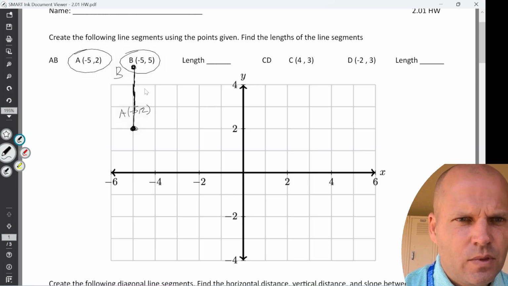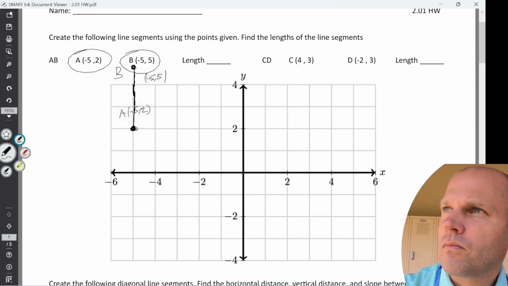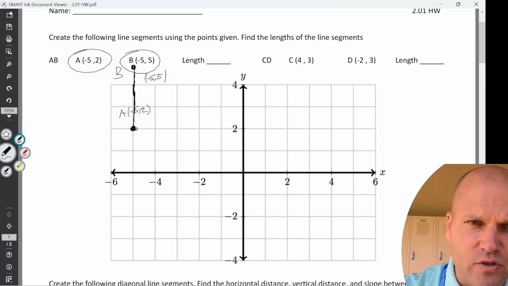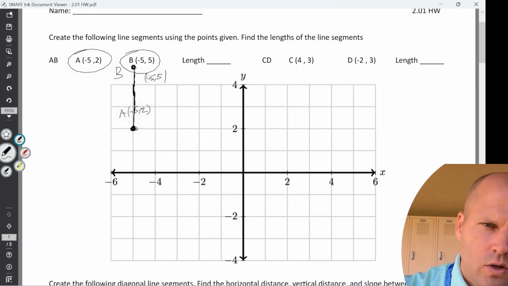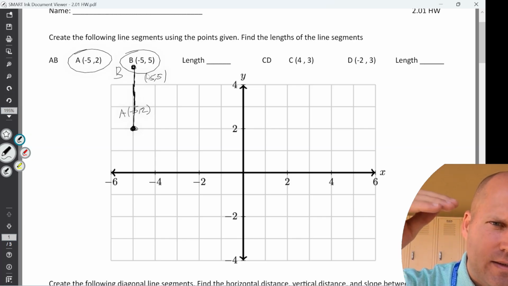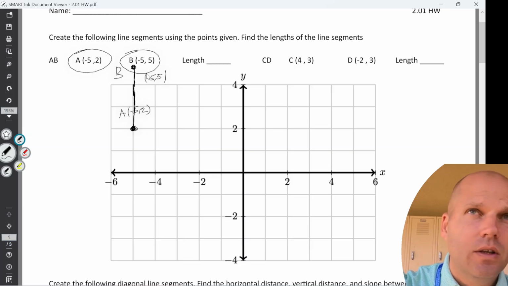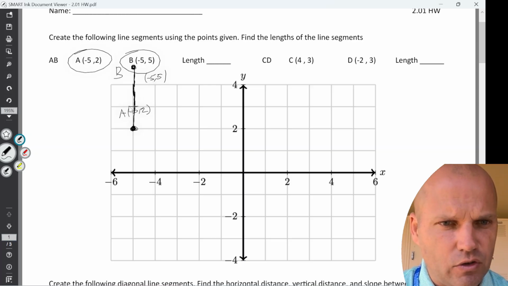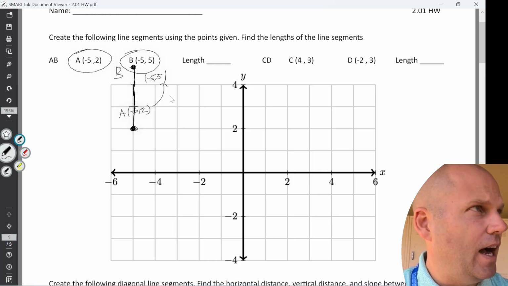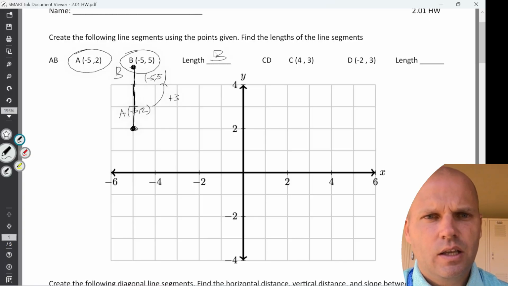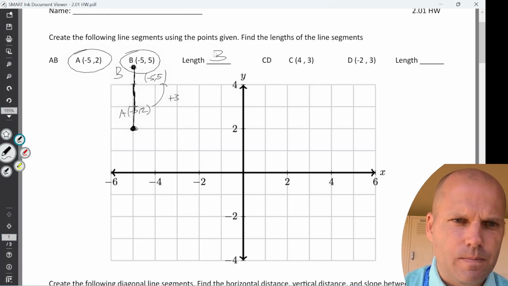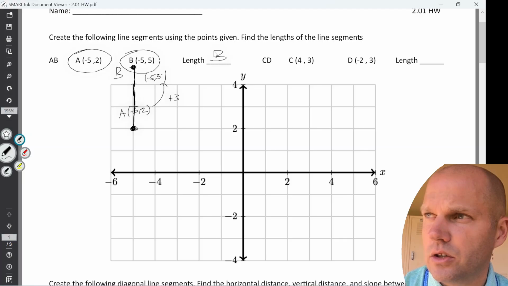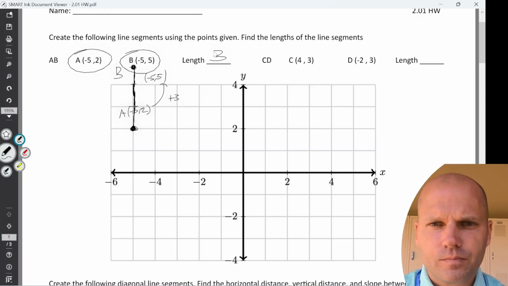And we can see, knowing that the points are at negative 5, 2 and negative 5, 5, that from 2 to 5, this vertical length of 3 is visible either on the grid or by looking at the change between 2 and 5 being a plus 3. So I can calculate that length of AB to be 3 just by looking at those y coordinates change or using the grid to help me.